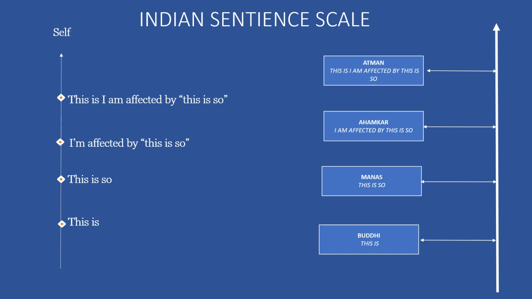This is a directed relationship between the organism and the stimulus. "This is so": a subtle understanding of the stimulus and a consequent explanation of the experience. "I'm affected by this is so": awareness of how the experience affects me, the self. "This is, I am affected by this is so." Self-awareness emerges as a higher consciousness state.